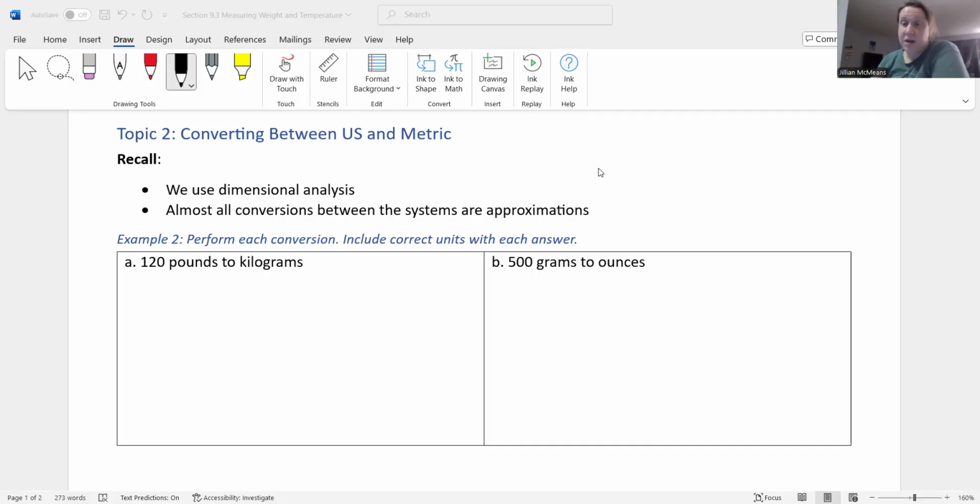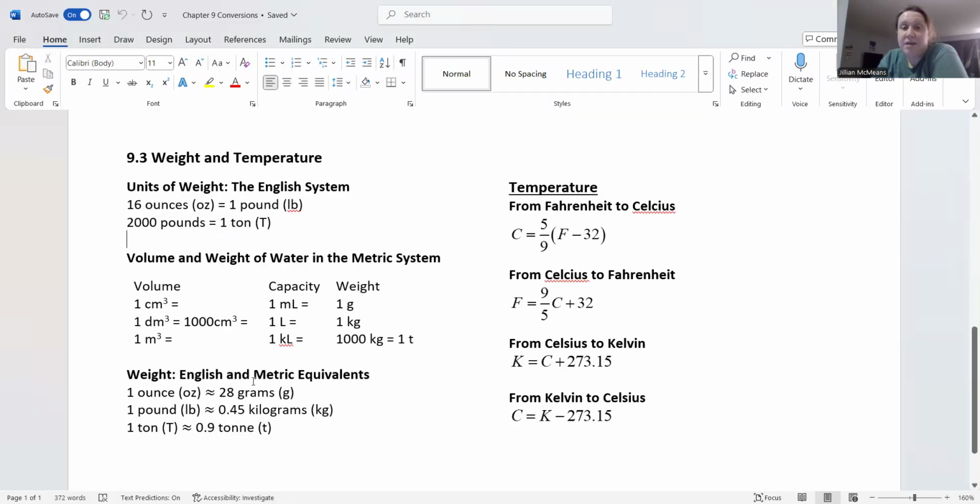Now, for us, we're going to talk about initially pounds and kilograms, and then we're going to talk grams and ounces, okay? Now, we will need conversions for these. So let's go to the conversion sheet and find a conversion for pounds and kilograms, and then another one for grams and ounces. All right, so we're looking at English and metric equivalents. We needed one for ounces and grams, and we have here that 1 ounce is approximately 28 grams. And then we have that 1 pound is approximately 0.45 kilograms. So those are the two that we're going to need for example two, okay?